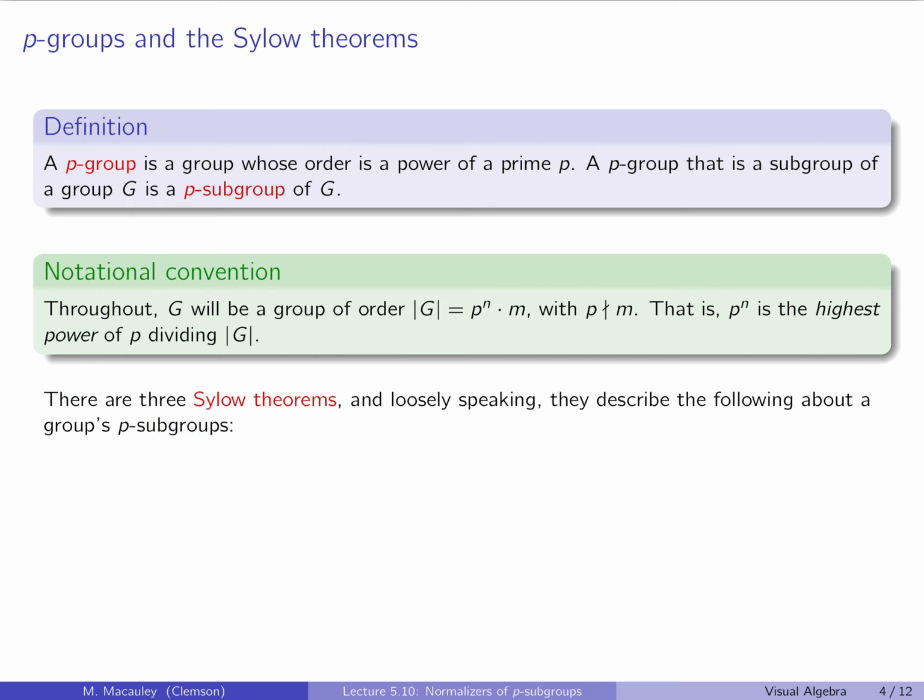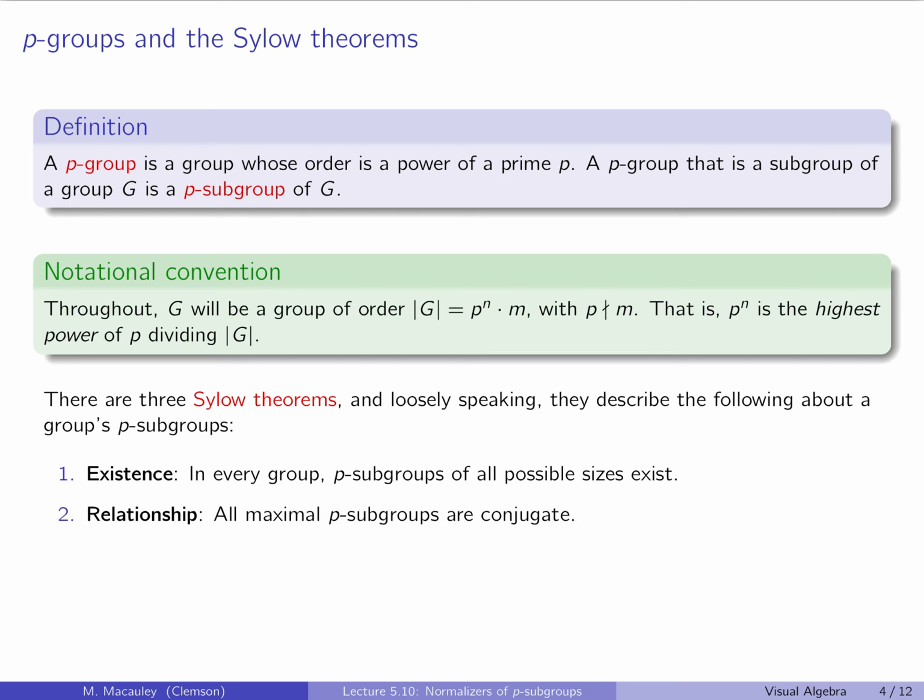There are 3 Sylow theorems, and loosely speaking, they describe the following about a group's p-subgroups. The first one describes the existence, namely in every finite group, p-subgroups of all possible sizes exist.